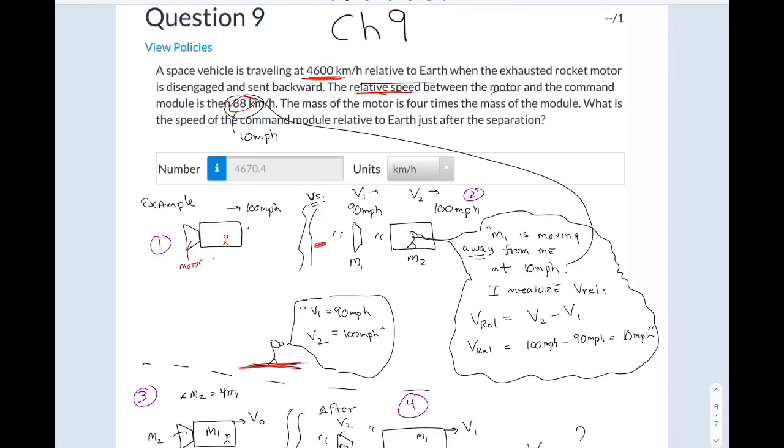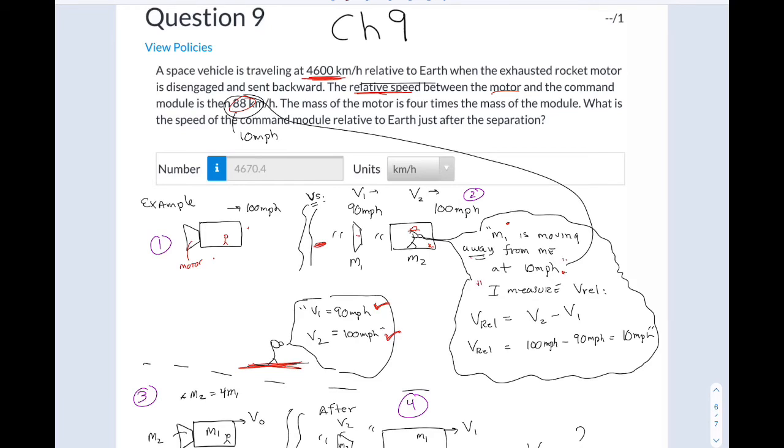Okay, but let's say the motor breaks free, disengages, and the person on the ground says, I see the module go by at 100 miles an hour, but I see the engine kind of lagging behind it. It's only going at 90 miles an hour. Well, the person on the module says, the motor M1 is moving away from me at 10 miles an hour. So the velocity of motor number 1 with respect to the person in module M2 is minus 10 miles an hour, 10 miles an hour to the left.